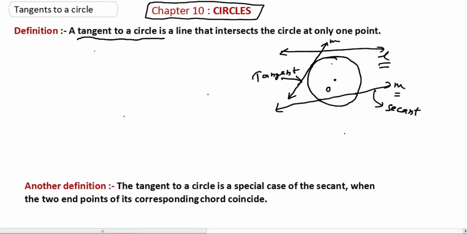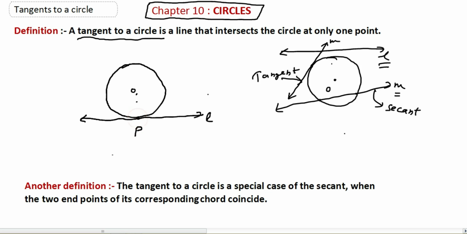So see the definition. A tangent to a circle is a line that intersects the circle at only one point. Clear? Let there be a circle with center O and a line which touches the circle at only one point. Let this be the line L, this point is O.